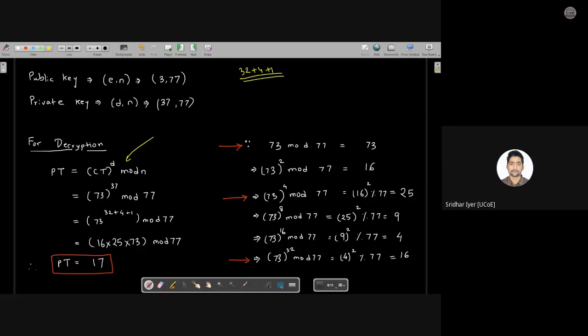So first of all, it will be 73 raised to 1 mod 77. Then square the result of it. You will get this as the result. Now, for 73 raised to 4 mod 77, it's very simple. Just square the result you got in the previous step and take a mod of it. So it becomes 16 square mod 77, that is 256 mod 77, and you will get the answer as 25. Next up, 73 raised to 8 mod 77 is again simple. Just take the square of this term and mod it by 77. So it becomes 625 mod 77.